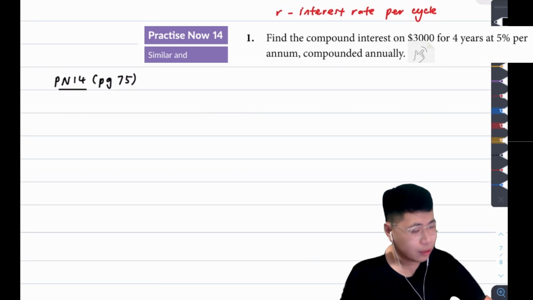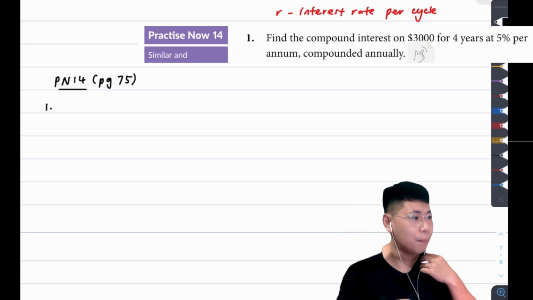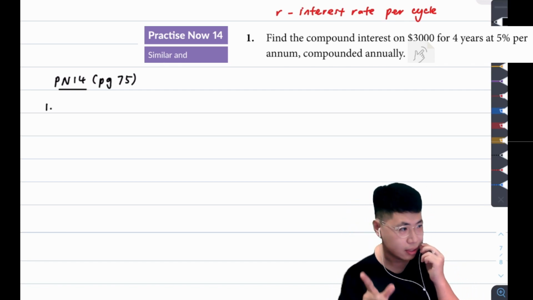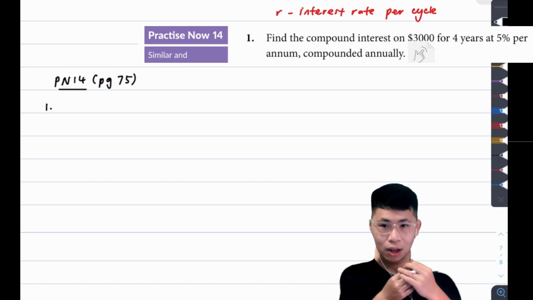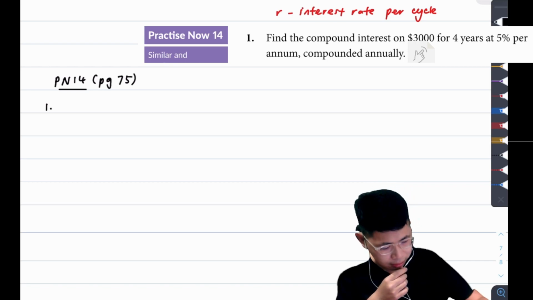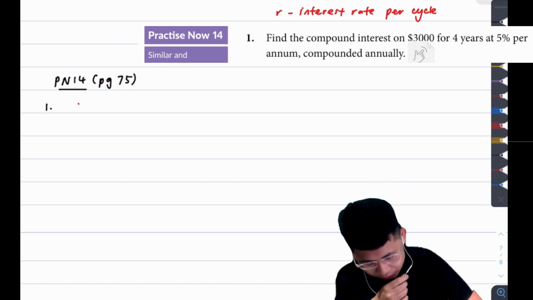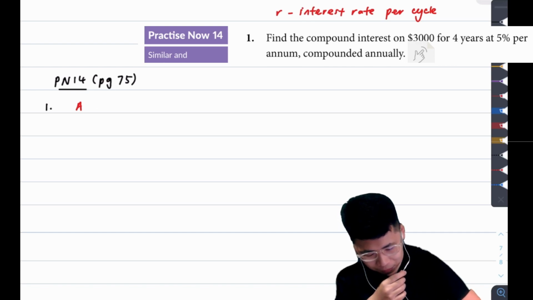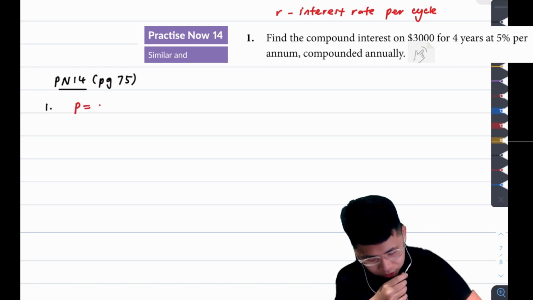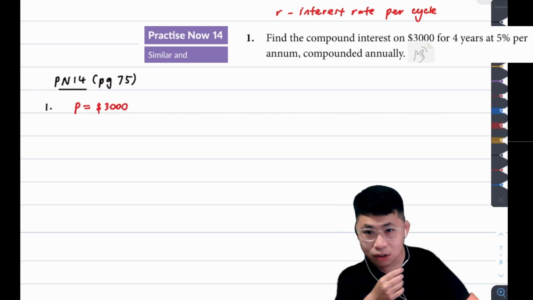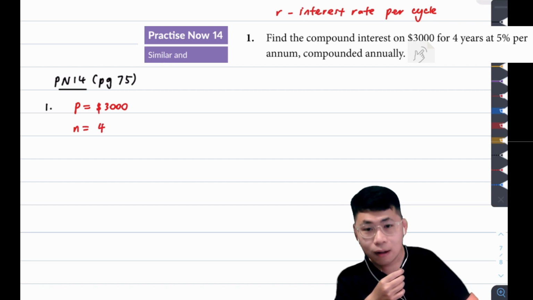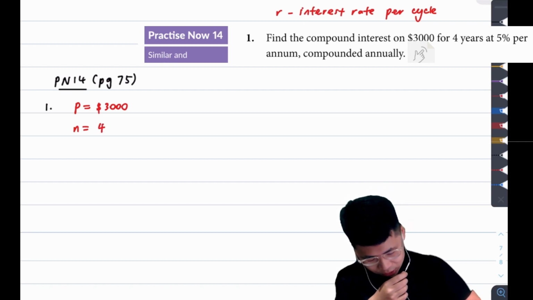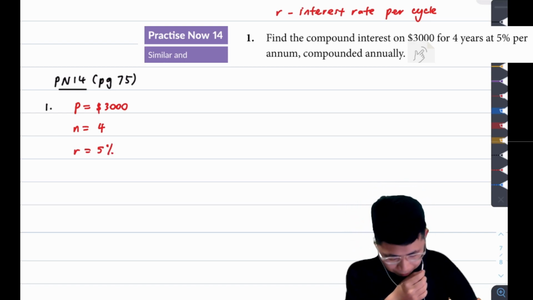Number one, find the compound interest. So we are only looking for the interest on $3,000 for 4 years at 5% per annum compounded annually. If you want to write down the individual values, the principal, the original amount, is $3,000. The number of years is 4 years, and we have an interest rate of 5% per annum. And we compound annually.